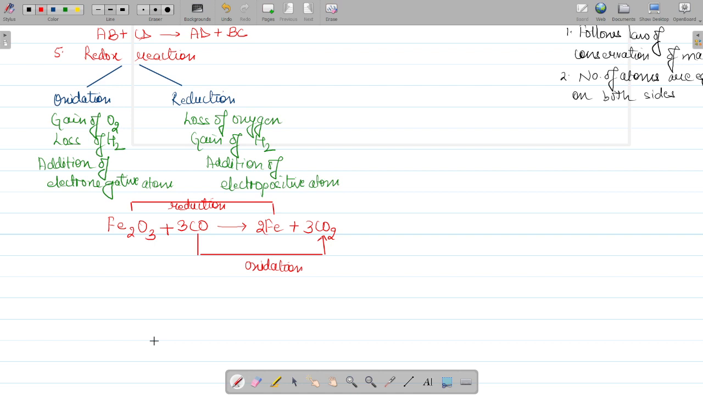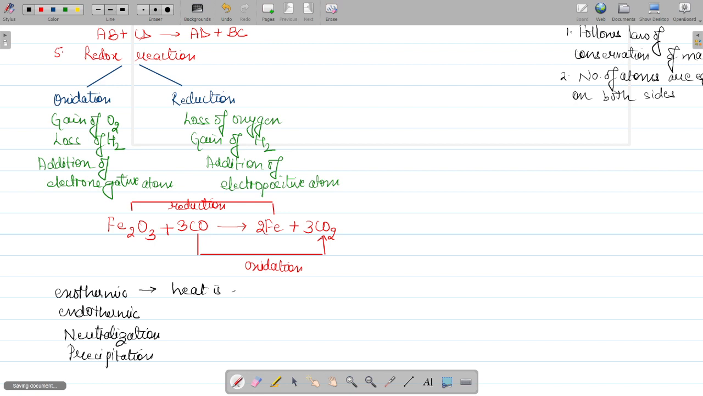Now, these 5 reactions which we have done are the important reactions. Besides this, we can have other reactions also. Now, what are the other reactions? The other reactions are the exothermic reaction, endothermic reaction, neutralization reaction, and precipitation reaction. Now, when we are talking about the exothermic reaction, what does it mean? The heat is evolved.